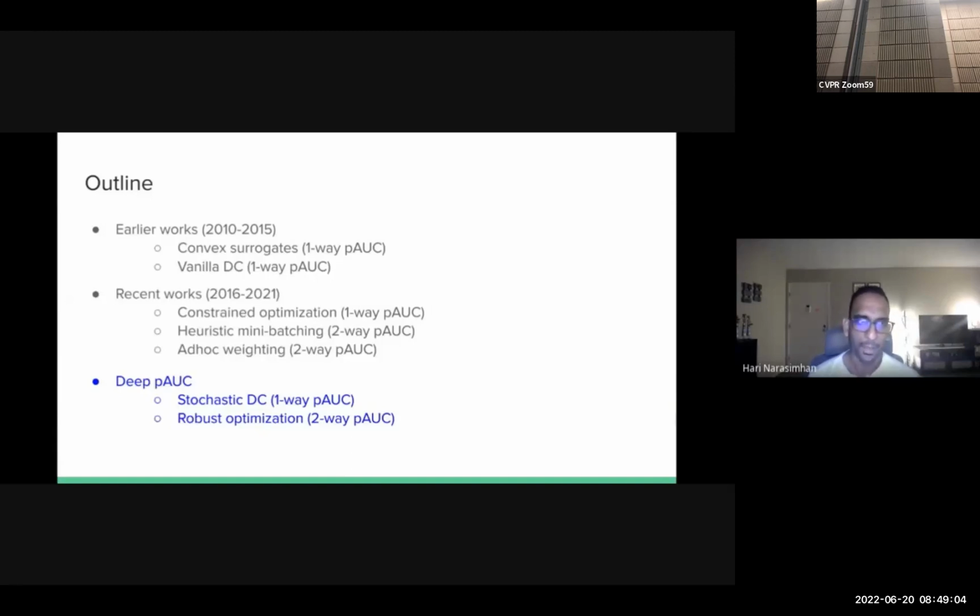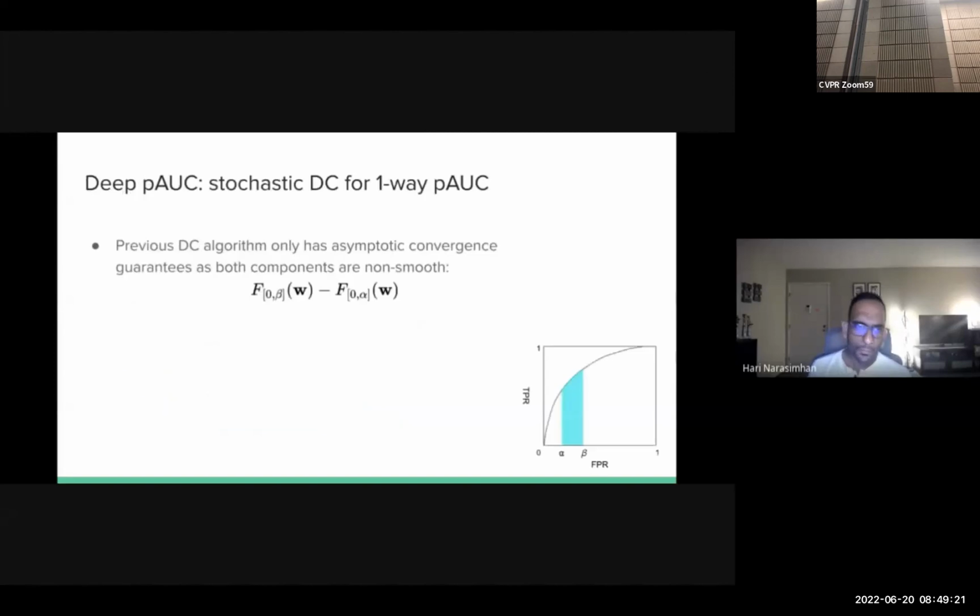So I'll close by highlighting some very recent work in the last 1 year that are mainly focused on training of deep learning models and make use of some of the recent advances in non-convex optimization. So I'll start off with this recent paper that proposes an improvement to prior methods for the one-way partial AUC method.